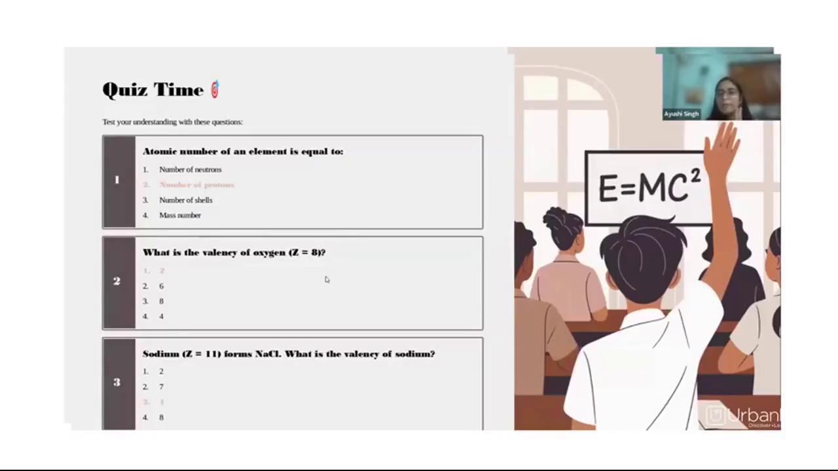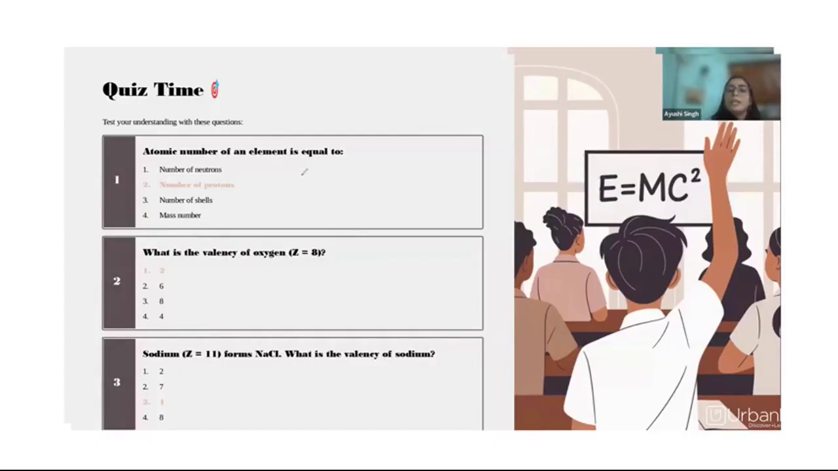Here again, I have given you the answer, but I would like you to go back to your textbook and try doing the questions related to the particular topic, and come back to me for any doubts. So the atomic number of an element is equal to the number of protons, not neutrons. See, why is it so? I'll explain it here only. That's why I have given you the answer as well.